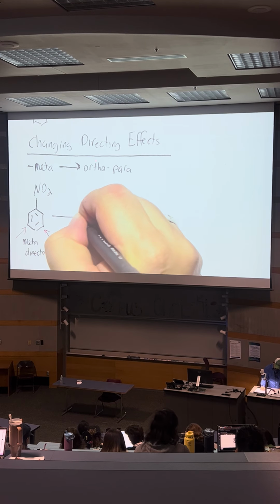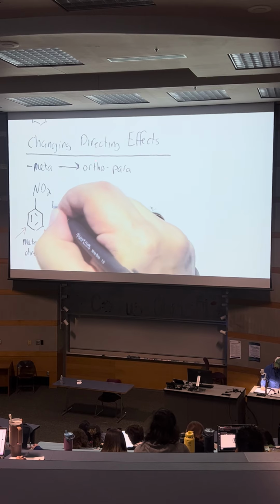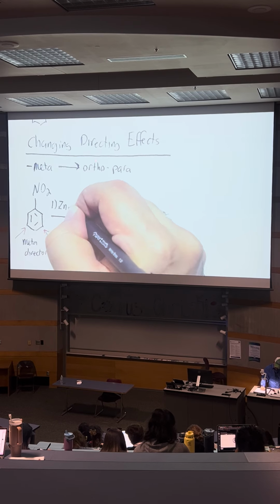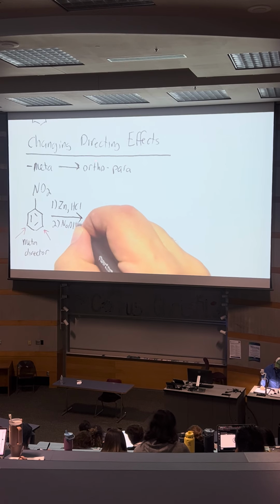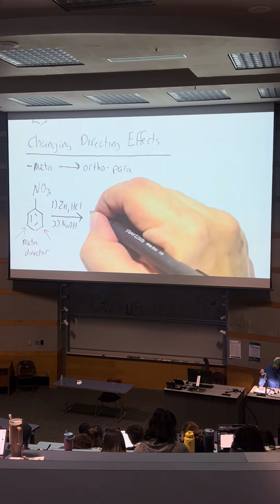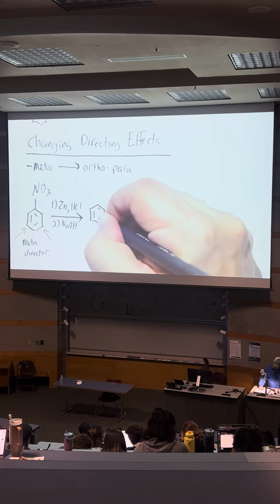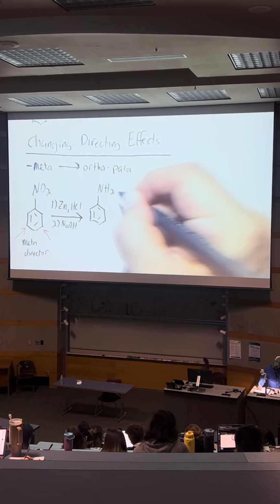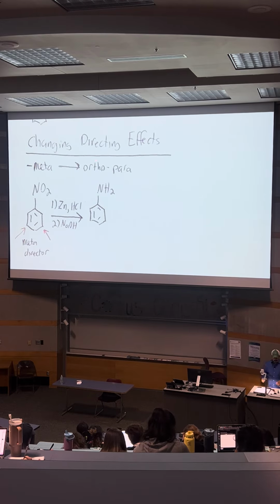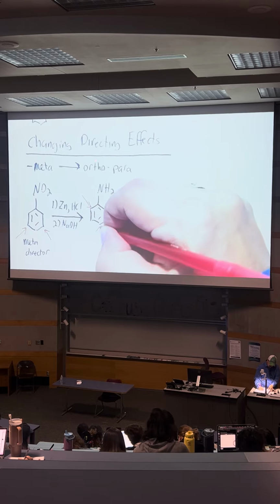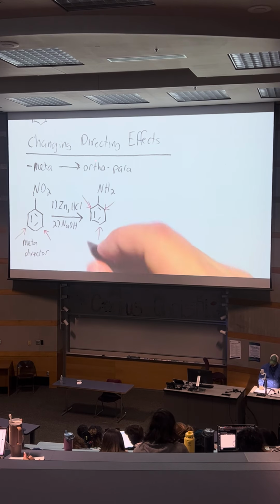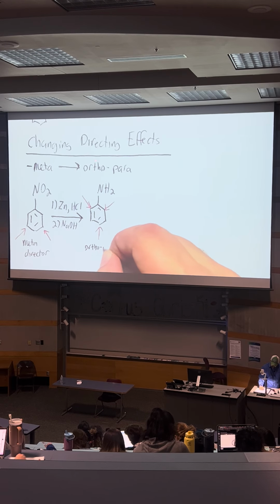However, we can reduce something like that to an amine. You can do this, for example, with zinc and hydrochloric acid, followed by an aqueous basic workup, and you can reduce that nitro group to aniline. And then once you get aniline on there, you've effectively changed the directing, because aniline is an ortho-para director.